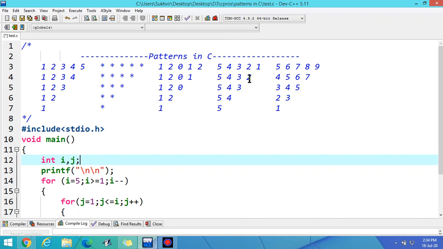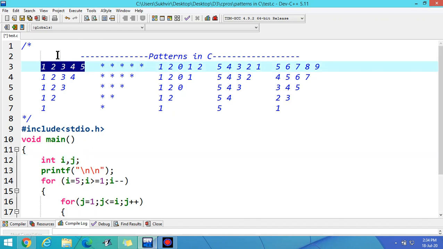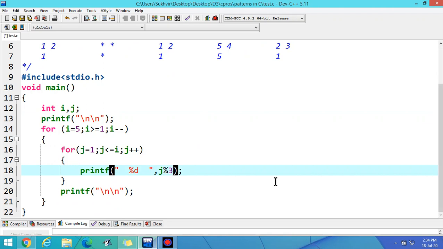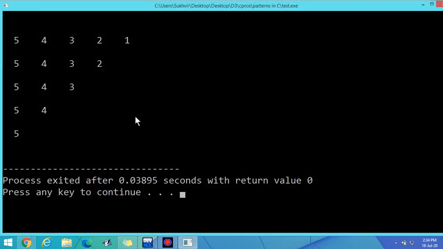The second line is different: 5, 4, 3, 2, then 5, 4, 3, then 5, 4, then 5. If I subtract these values from 6, I can obtain these values: 6 minus 1, 6 minus 2, 6 minus 3, 6 minus 4, 6 minus 5. Similarly for others. Let us try that one: 6 minus j. Then execute the program. Yes, the values are there. The tricks may be different. You can use your tricks, but I am using different tricks.